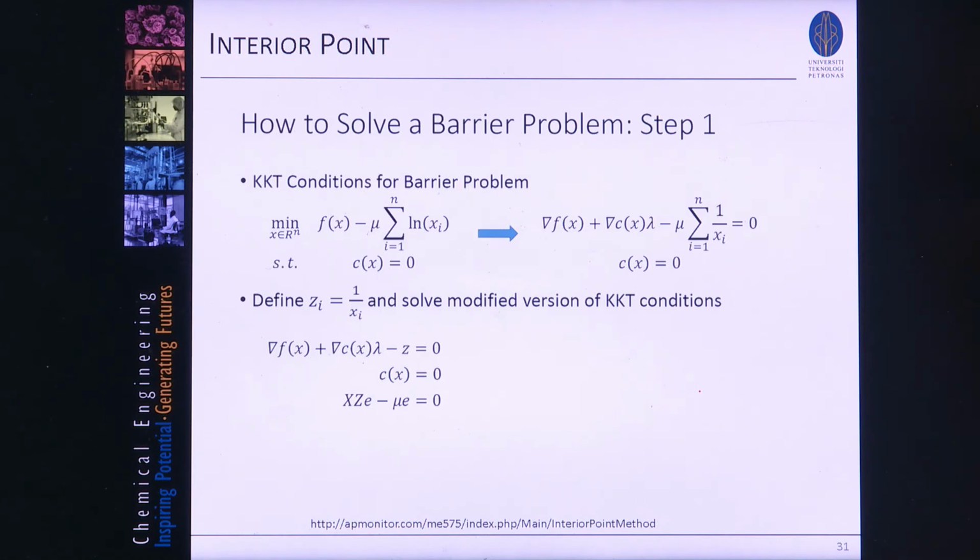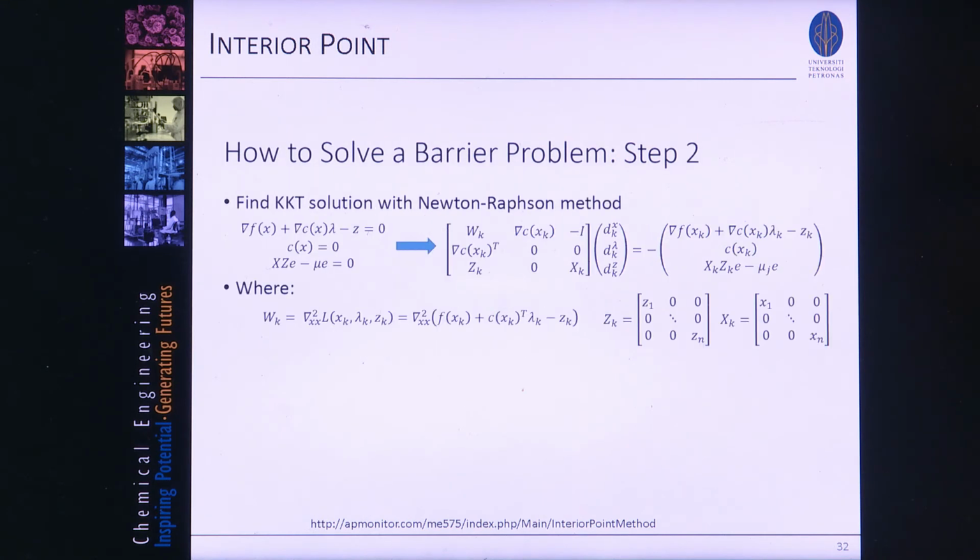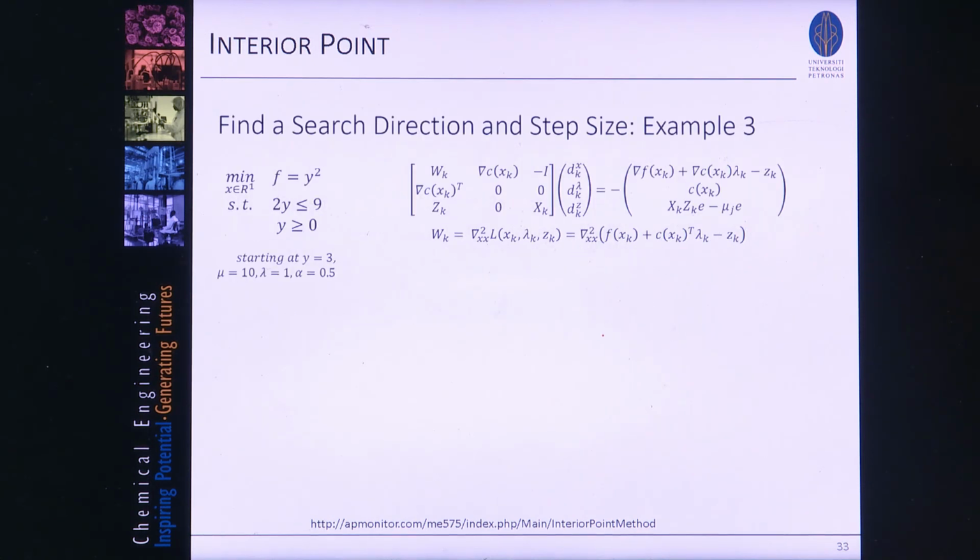How to solve it? We could also use the KKT conditions. So we have this original problem, with the first derivative equal to 0 with this constraint, and then we define z as 1 over x, and solve the modified version of the KKT. So instead of having this in the barrier function, we can have this. And then solve it with the Newton-Raphson method, which you know already, on the KKT, and then find a search direction.